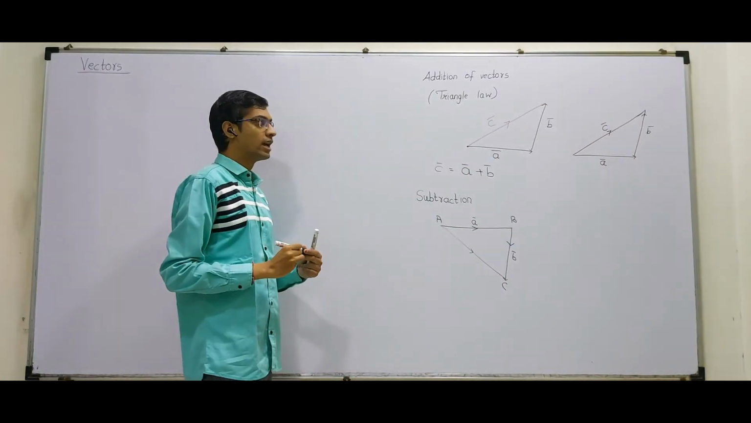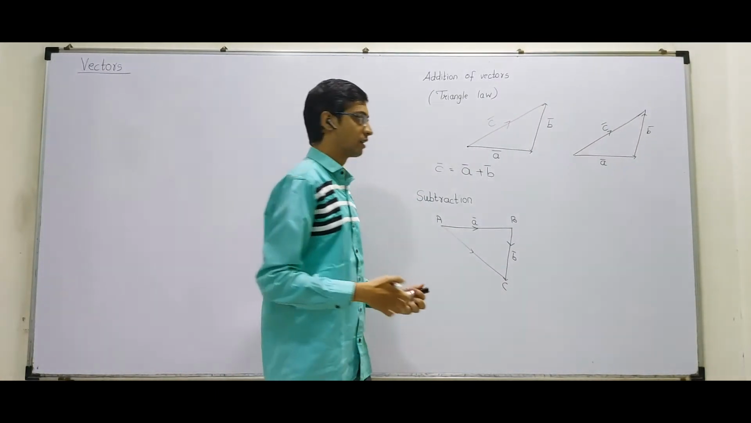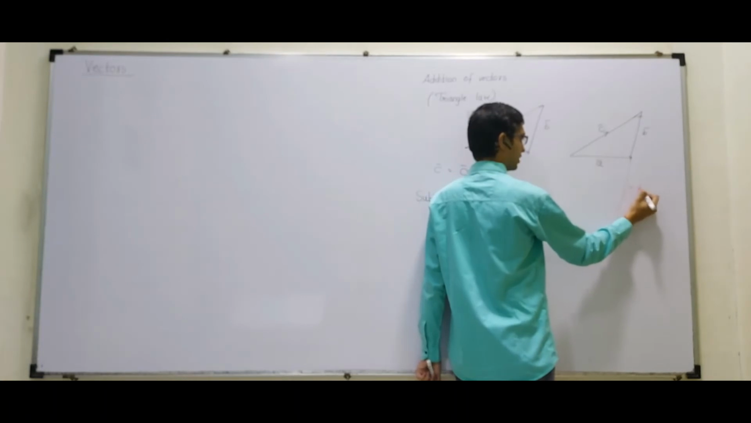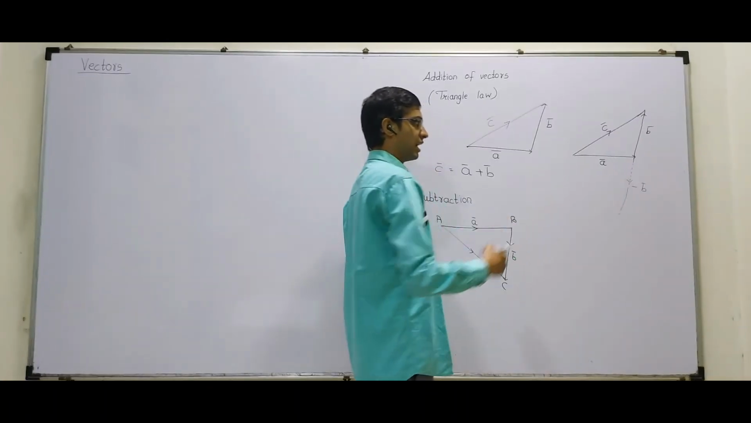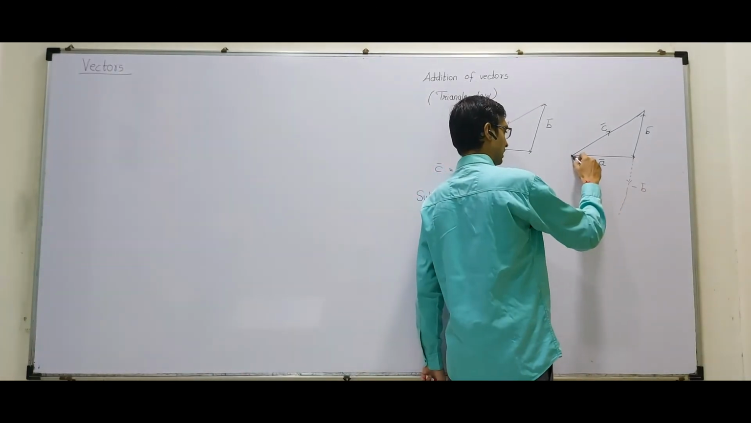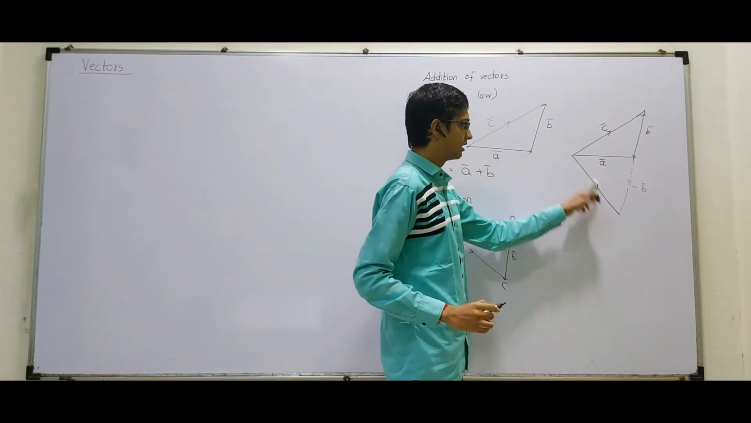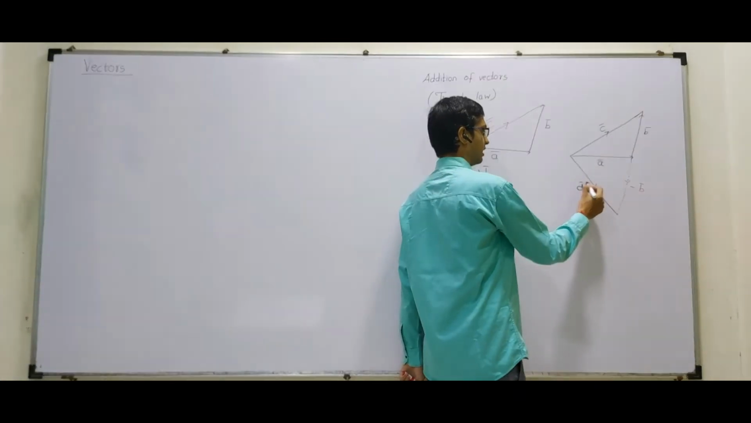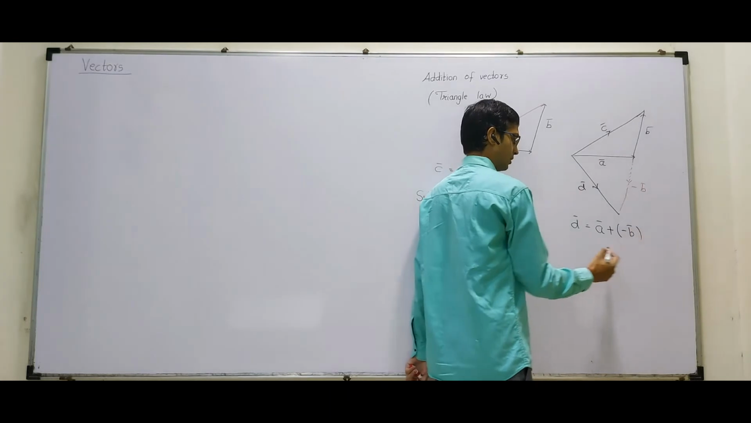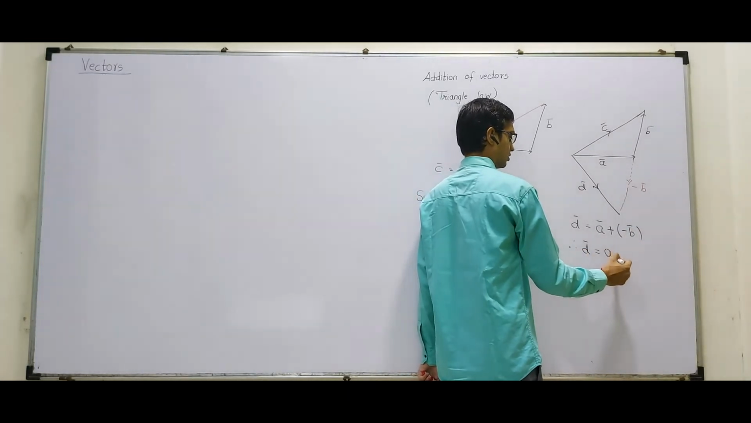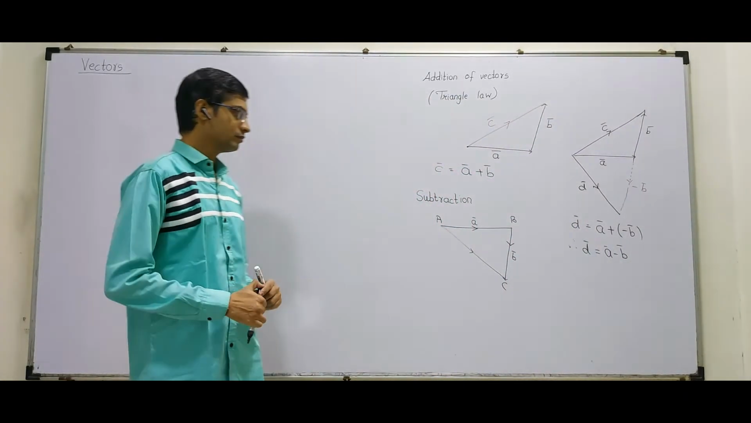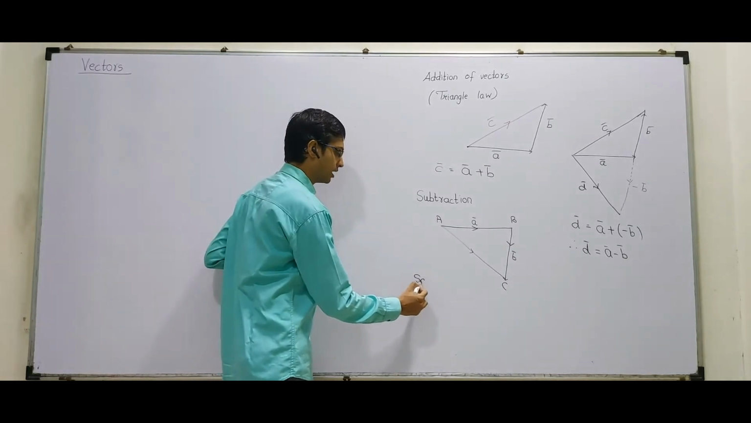Now what I am doing? I am drawing negative of vector B bar. So this will be minus B bar because I am drawing in the opposite direction with the same magnitude. Correct? Then if I call this C bar or D bar, this D bar will again, by triangle law, be A bar plus minus B bar. Therefore D bar is equal to A bar minus B bar. Understood? Clear?